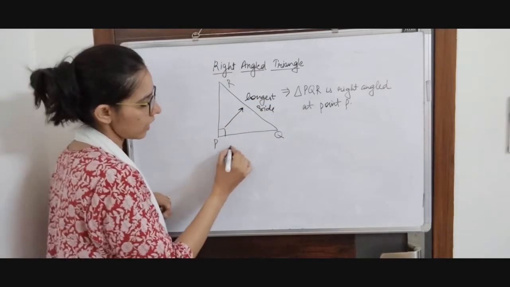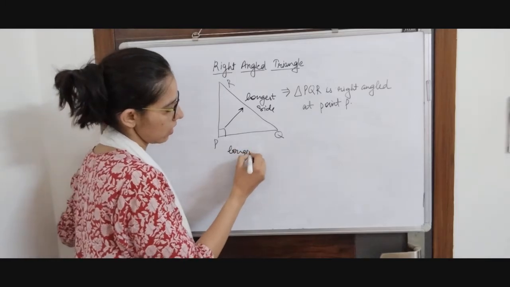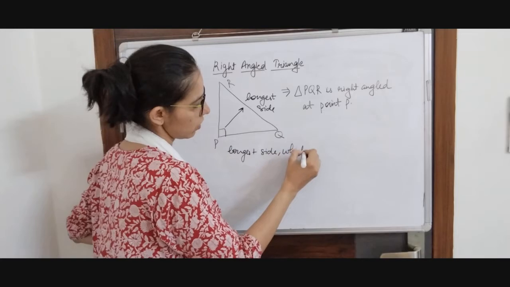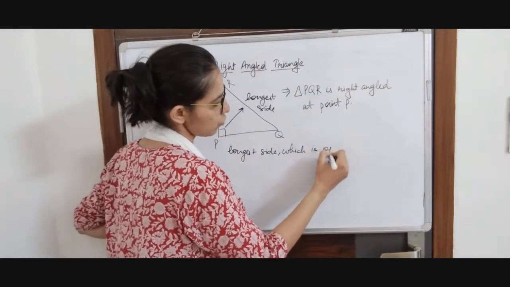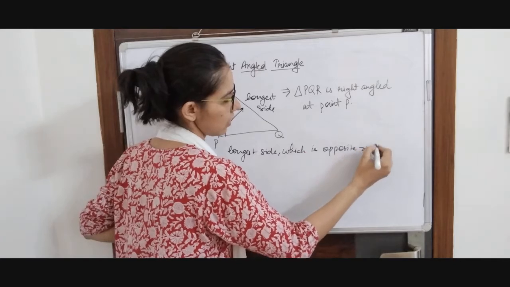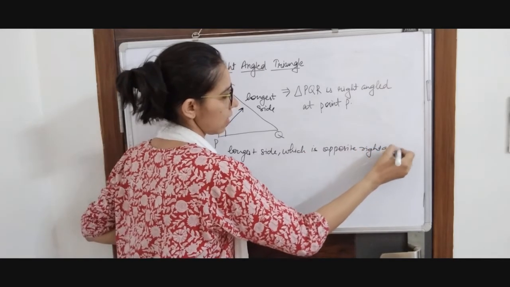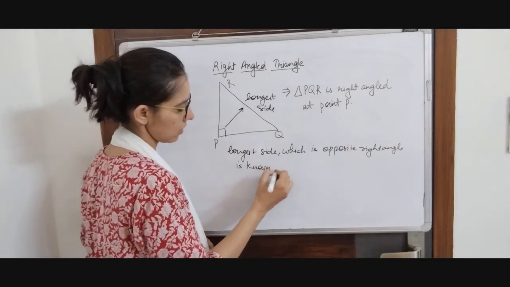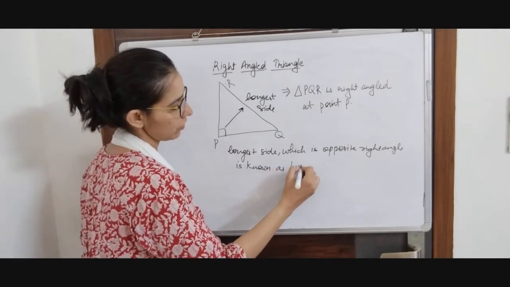And the longest side which is opposite to the right angle is known as hypotenuse.